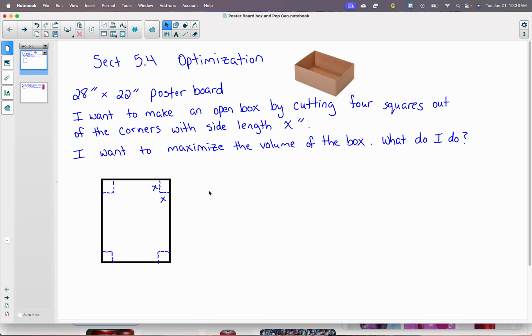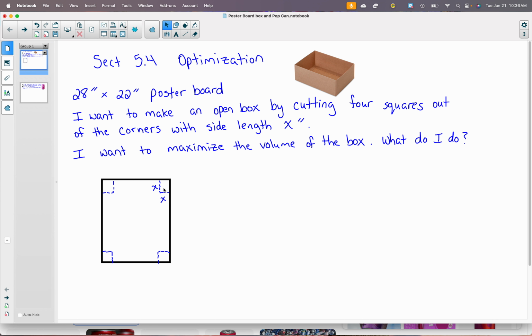If we were in class, I would show you a poster board. But I had a poster board that was 28 inches by 22 inches. And my task, I want to make an open box by cutting 4 squares out of the corners with side length X inches. And I want to maximize the volume of the box. What do I do? So imagine where I have the dashed lines, I'm cutting that and then folding up the ends. So I get a box that looks something like this. It's just a box with no lid.